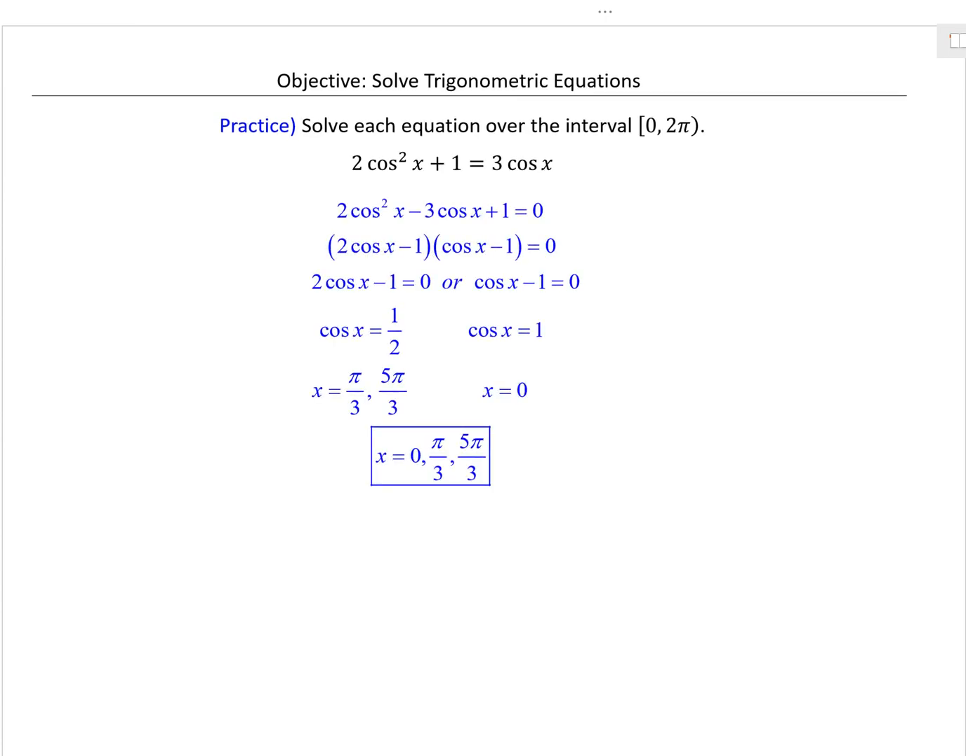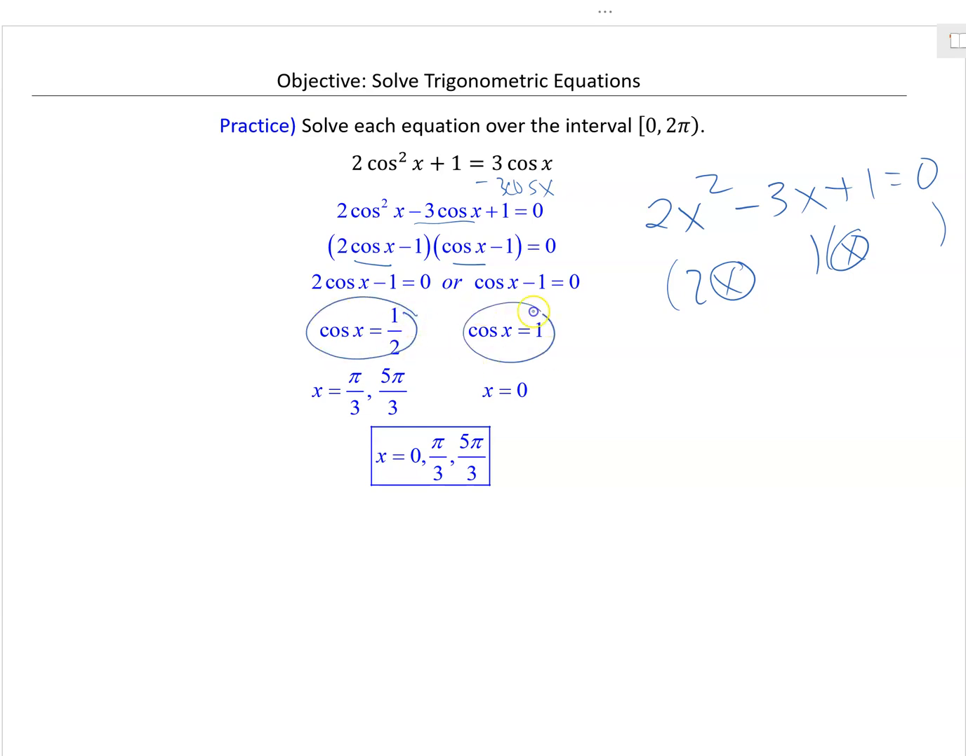So this time you have to subtract that 3 cosine of x from both sides, and hopefully you realized it had to go in the middle so that you had a structure, a descending order of power structure, similar to 2x squared minus 3x plus 1 equals 0. And then you're factoring it. So instead of a 2x and an x, in place of your x's, you have these cosine of x's. And then your zero product property. And then that gives you either cosine of x has to be 1/2 or 1.